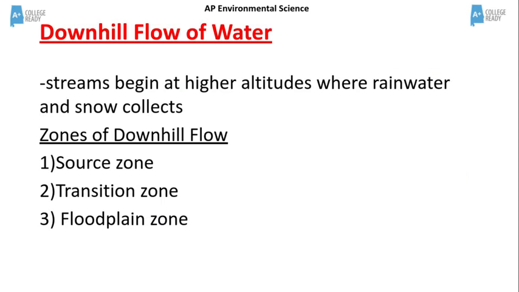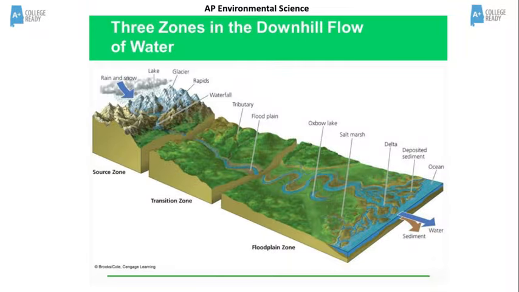We've just discussed standing water bodies, the ponds and lakes. So now we will discuss flowing water bodies, such as rivers and streams. Streams begin at higher altitudes where rainfall and snow collects. The zones in the downhill flow of water are the source zone, transition zone, and floodplain zone. Notice the elevation differences. The source zone originates in mountains, and the elevation decreases as the stream moves to the floodplain, which is relatively flat.